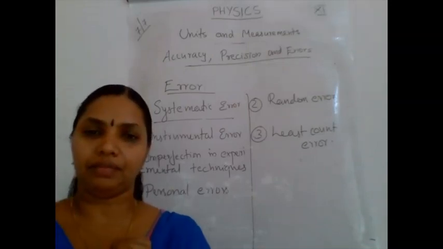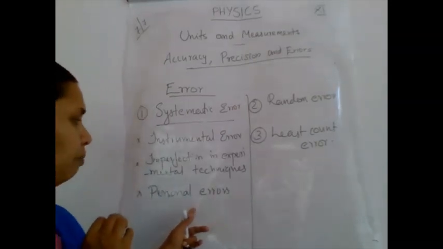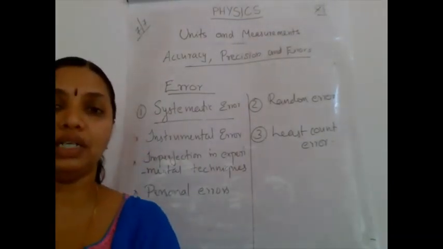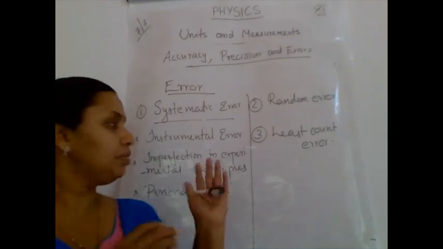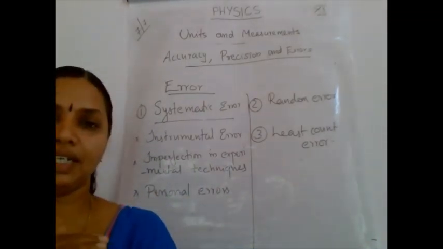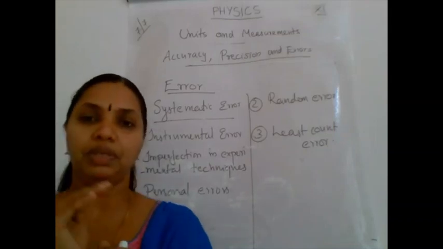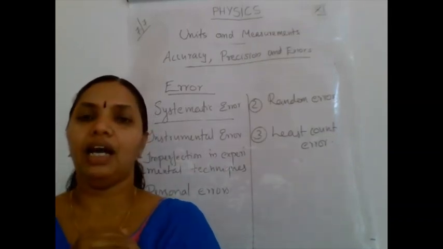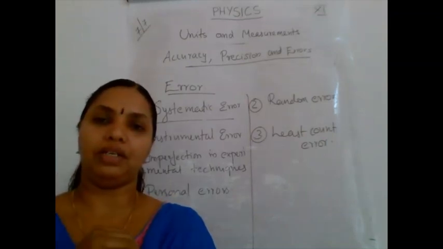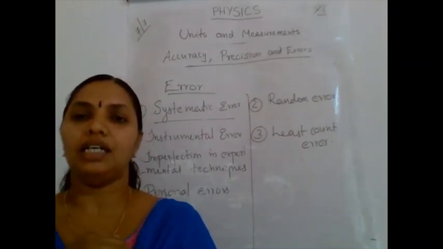And the next one is the personal error. That depends upon the person doing the experiment. That comes under imperfection in experimental technique also. So while taking the reading, we should be very careful. We should be concentrated on what we are doing. Otherwise, it may cause what? Error in the measurement. So we won't get the actual result which we want.